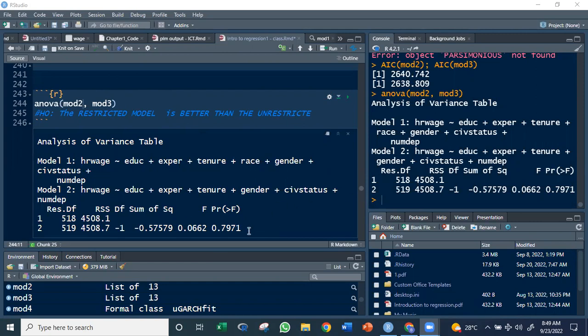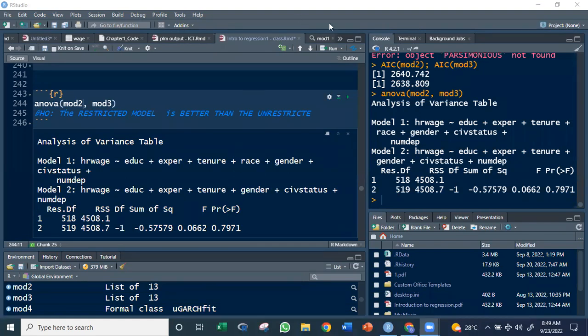Okay, we cannot statistically prove that the restricted model is not better than the unrestricted. Okay, so mas maganda, class, yung walang race na predictor.